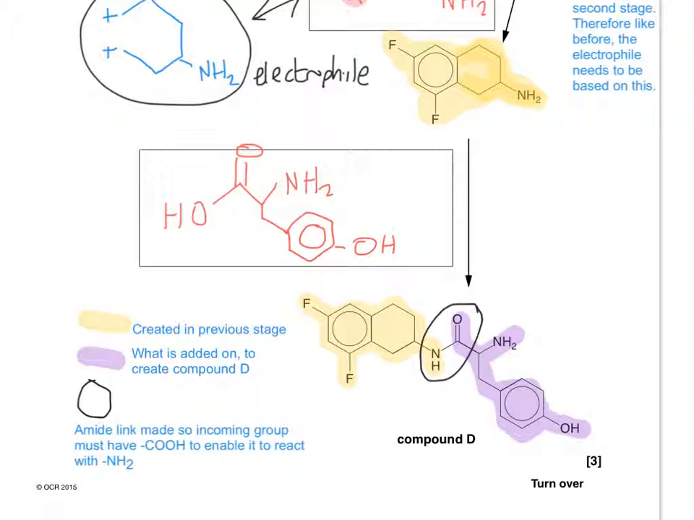I suppose the only thing to watch out for at this point is making sure that your positioning on the aromatic ring is appropriate. You don't suddenly put things on the wrong place. I don't think I saw any examples of that, but it would be an easy mistake to make at this point after doing some fairly heavy duty thinking earlier on in this question.